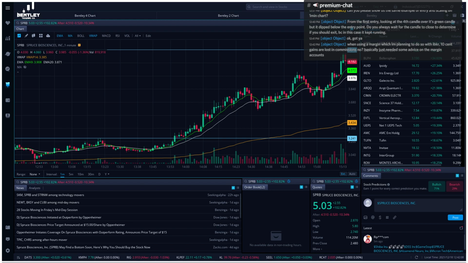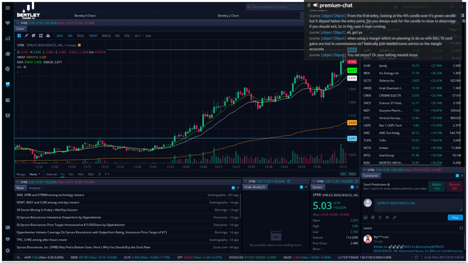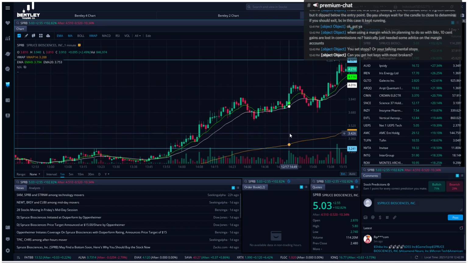When using a margin, which I'm planning to do, 10-cent gains are lost in commissions. No, basically just need some advice. It depends. It depends on your entries. I mean your account value. If you buy 100 shares of something and you're paying $6 in commissions, it has to run 6 cents for you to be profitable. But at the same time, if you buy 10,000 shares, you're fine on that. So it's all about position size when it comes down to covering commissions.